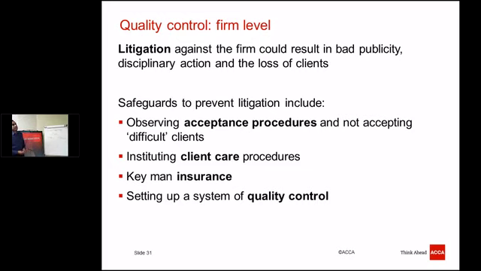Now, going to the slides, quality control at the firm level: litigation against the firm could result in bad publicity, disciplinary action, and the loss of clients. And this is why quality is of paramount importance. The safeguards to prevent litigation include observing acceptance procedures. We just talked about them: engagement acceptance and client acceptance, and not accepting difficult clients.